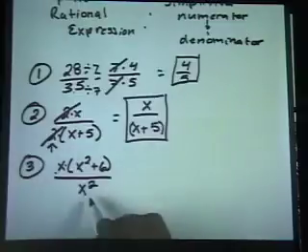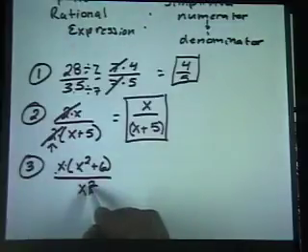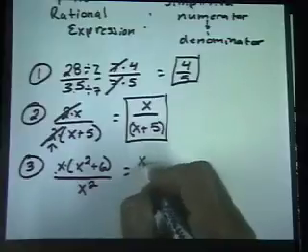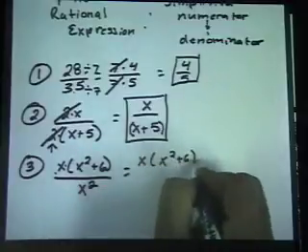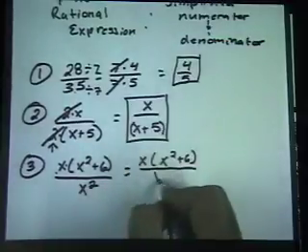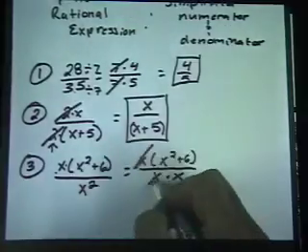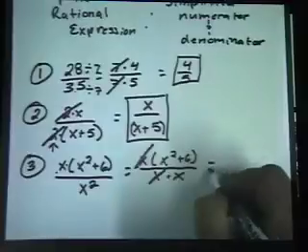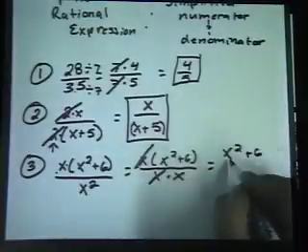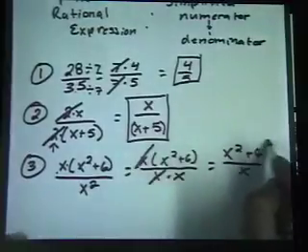There's an x here. How many x's do we have down here? Well, x squared is x times x. So really I can cross cancel 1x for 1x. My answer then is x squared plus 6 all over x.